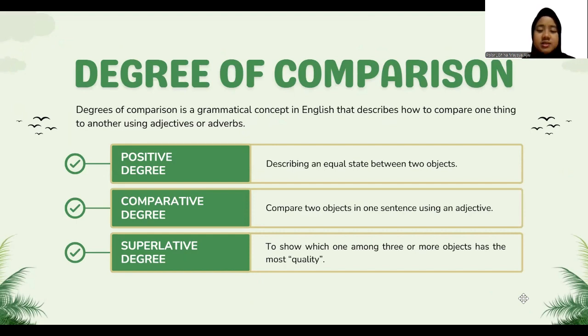In degree of comparison, we have three branches. First, the positive degree, comparative degree, and superlative degree. And what are those? First one, positive degree.